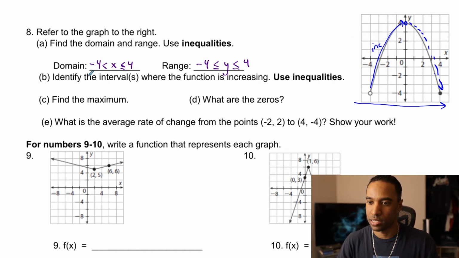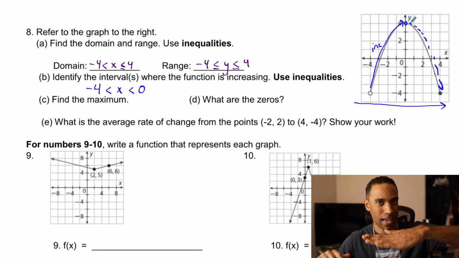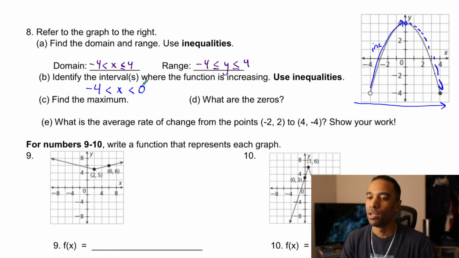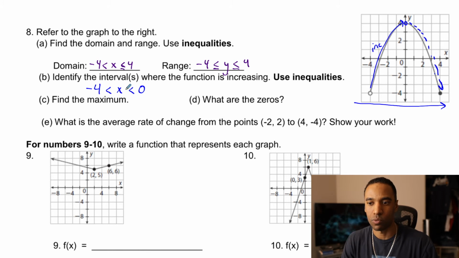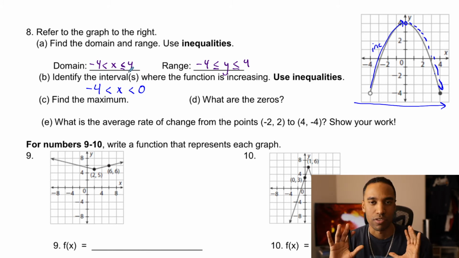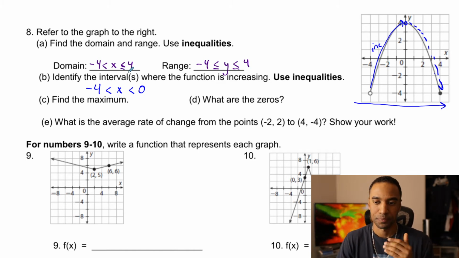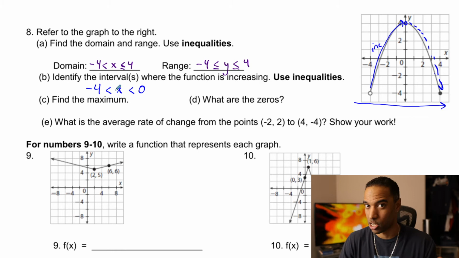So we are saying from -4 to 0, and we do not include -4 or 0. Remember, -4 isn't a point in general, and 0 has a slope of 0. Slope of 0 is flat. That's not increasing, that's constant. So that's the inequality statement that we'll say here. So for intervals, we're talking about what values of x is y going up. So we don't have to talk about y, we just have to talk about x there. And find the maximum. Now we've got to talk about y.